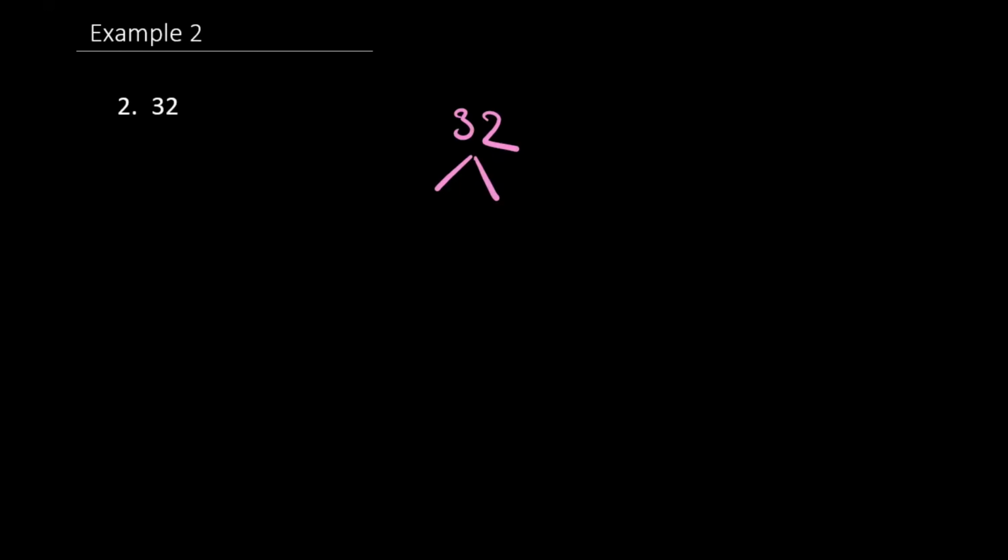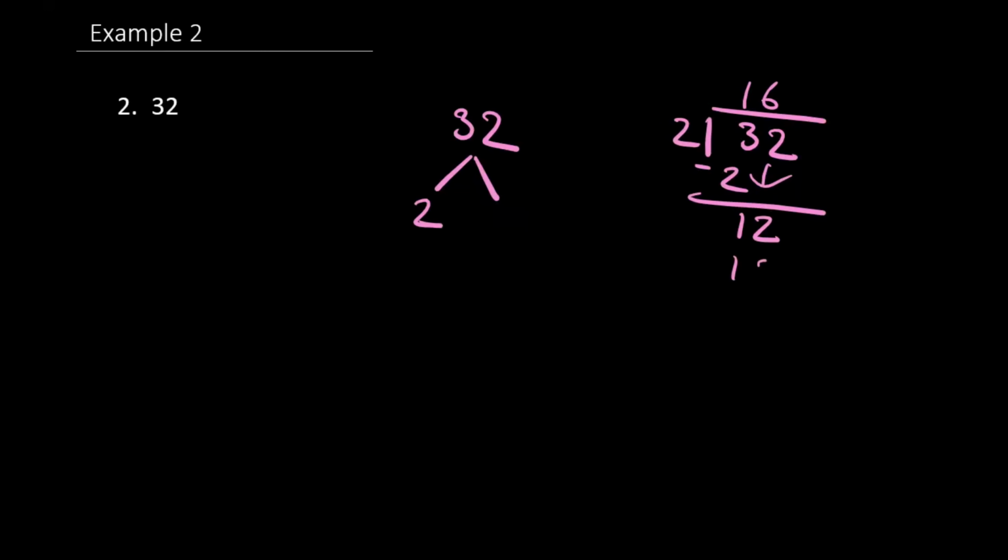So 32 divided by 2. Let's do it over here. 32 and then 2. 2 goes into 3 one time, and then we drop down the 2. So 2 goes into 12 6 times with no remainder. So that will be 16. So 16 is not a prime number, and let's circle our prime number. We should always remember that, never forget it. And then 16, so let's do the same thing.